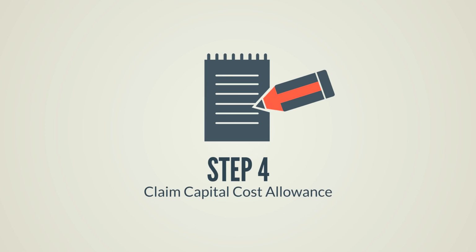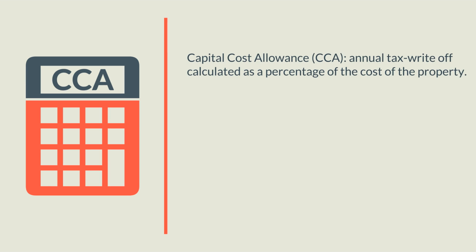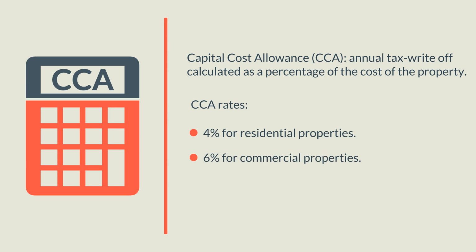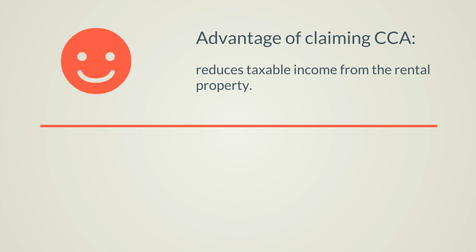Number 4, claim capital cost allowance. One of the most important tax decisions that you need to make is whether to claim capital cost allowance, also known as tax depreciation or CCA. CCA is an annual tax write-off, calculated as a percentage of the cost of the property, excluding land. The following CCA percentage rates apply: 4% for residential properties, 6% for commercial properties, 10% for properties used in the manufacturing industry. The advantage of claiming CCA is that it reduces your taxable income from the rental property.